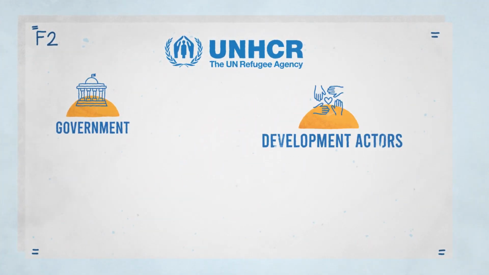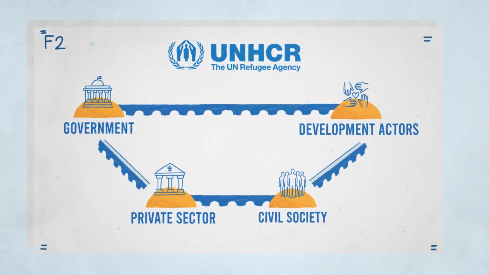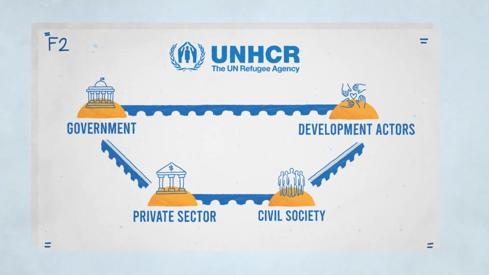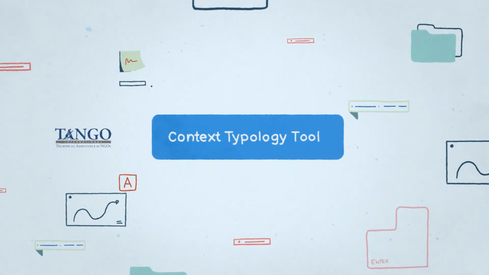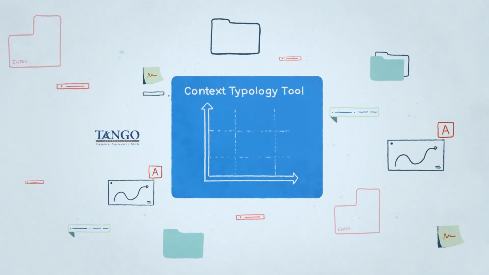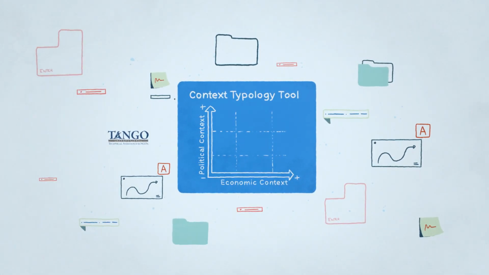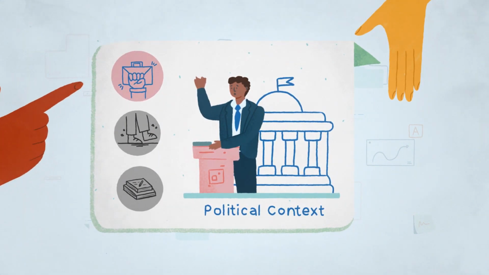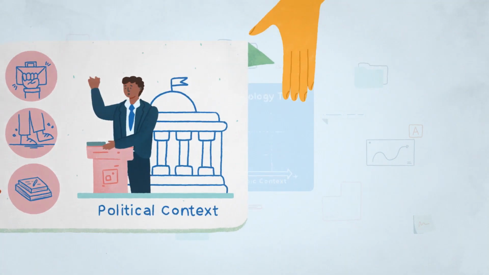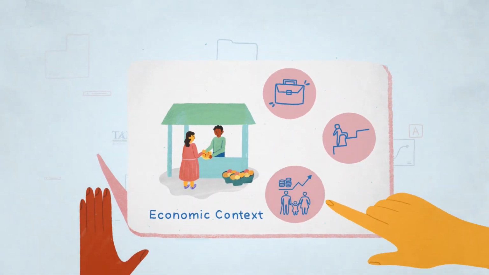UNHCR and partners should actively pursue policy changes with governments and mobilize support, including with development actors, the private sector, and civil society. Based on the evaluation's findings, a context typology tool was developed to help UNHCR operations determine what intervention strategy is suitable based on the prevailing political and economic context, ranging from the least favorable to the best enabling environment. Political context refers to policies, practices, and services related to refugees, such as right to work, freedom of movement, access to education, while economic context refers to availability of jobs, market conditions, and poverty levels.